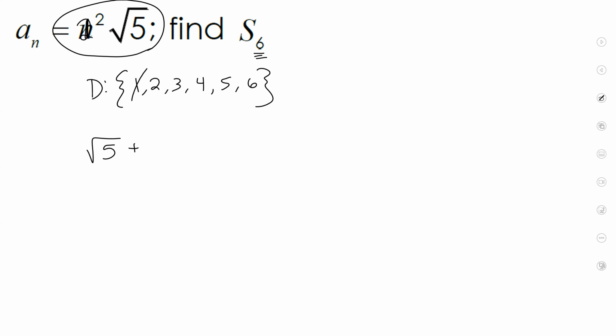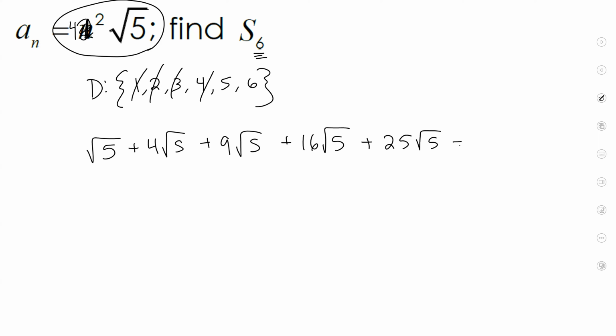What's 2 squared? So this will be 4 square roots of 5. Next, let's plug in a 3. We'll get 9 square root of 5. Next, plug in a 4. 4 squared will give you 16 square root of 5. Next, plug in the 5. You'll get 25 square root of 5. And then finally, plug in a 6. 6 squared is 36 square root of 5.